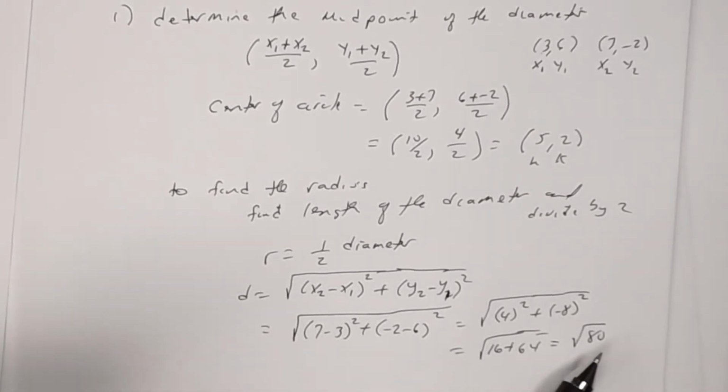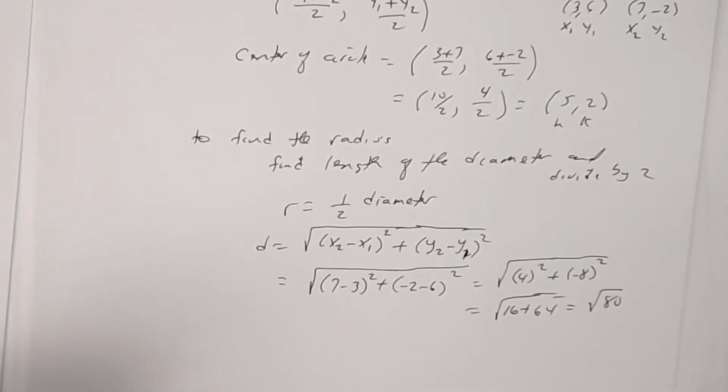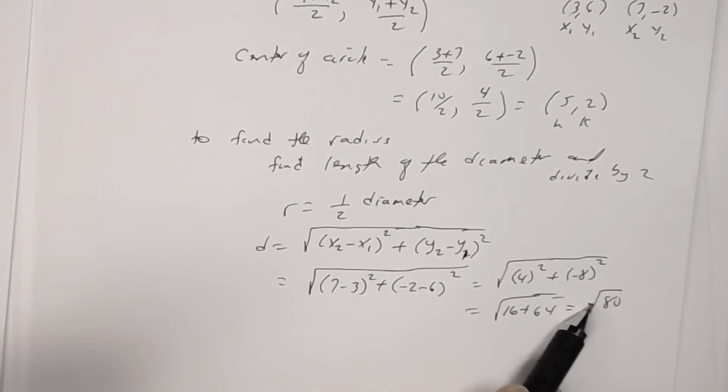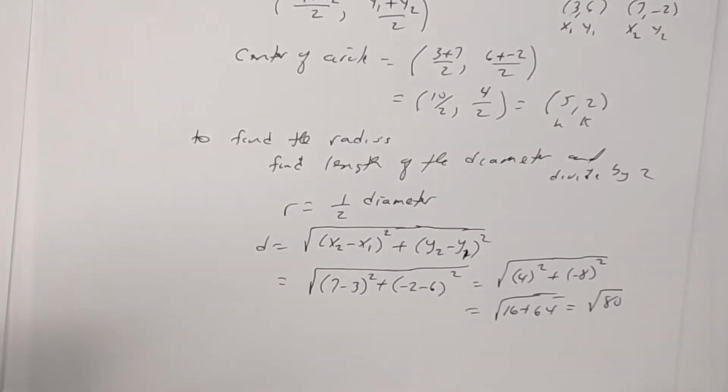Now I would just go ahead and leave it like this, and you're going to see why in a little while. Don't simplify this. Remember how we simplified the radicals earlier? Don't do that, and you're going to see why. Just leave it at square root of 80. Now keep in mind that that's the length of the diameter.